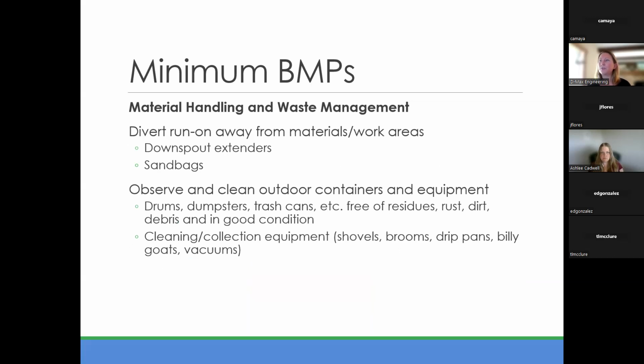You also want to divert run-on away from materials and work areas. So you can do so if you have, for instance, a downspout that's coming into your dumpster or your material enclosure. You can use a downspout extender so that the flow of water is not flushing through that waste storage area. You can also use sandbags if you've got run-on kind of coming from another direction through your industrial space.